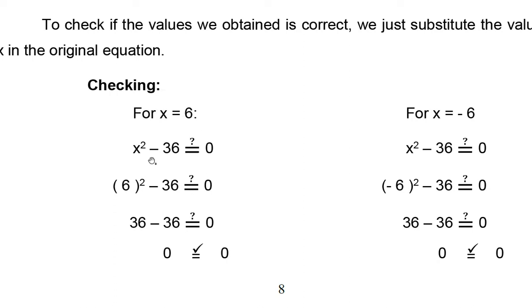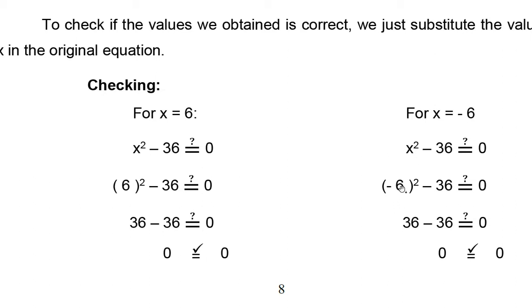So substitute the values, that is 6 squared. This is our x, we substitute it, it becomes 6. Minus 36 equals 0. So we have the square of 6, that is 36, minus 36 equals 0. We have 0 equals 0. So this is true. For x equals negative 6, still you need to substitute the values.